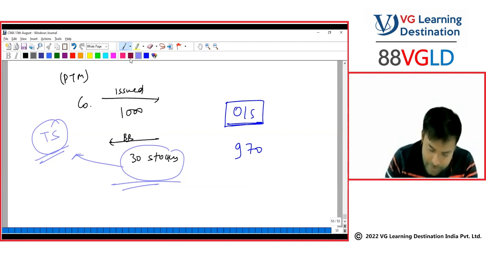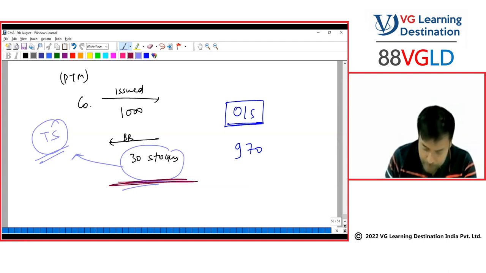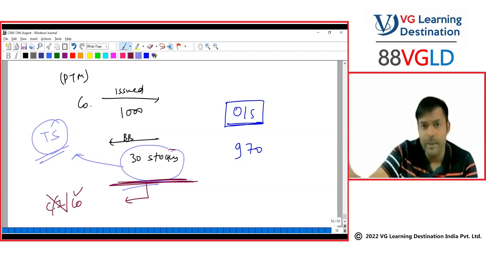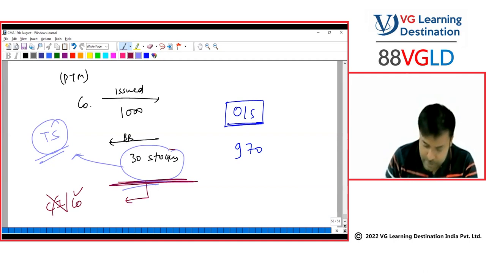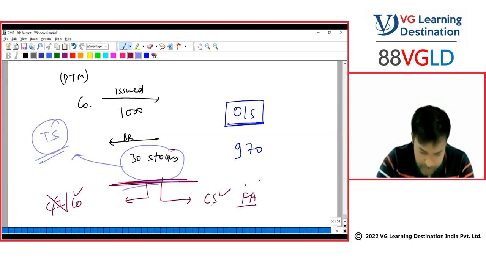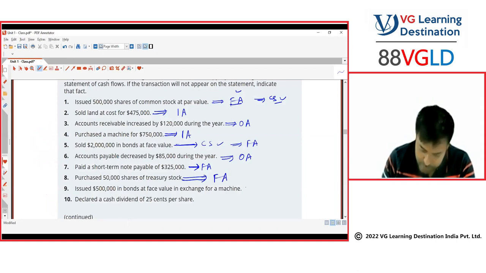So guys, whenever you are purchasing back your stock, is it cash inflow or cash outflow, first of all? Cash outflow, right? Because you have to give them money, only then people are going to give you the stock. Which activity is that? IA, OA, FA. Correct. It's related with your capital structure, and if it is related with the capital structure, it should be FA. So purchase of the treasury stock is FA. Very nice. How about this?